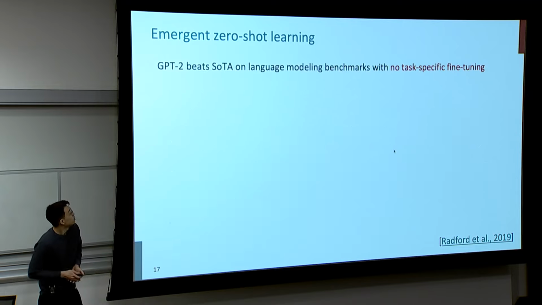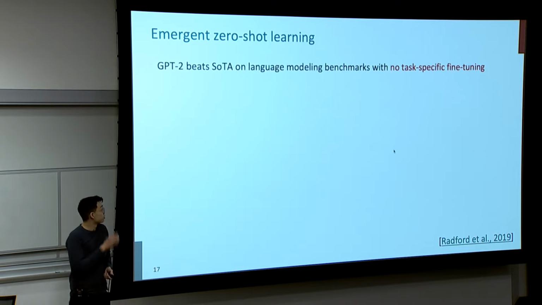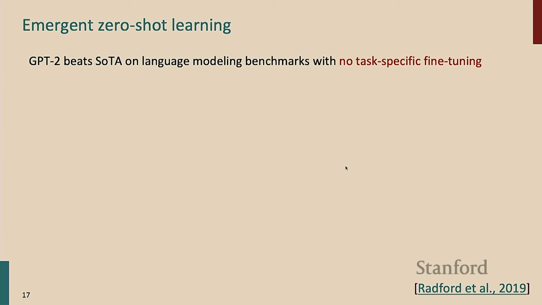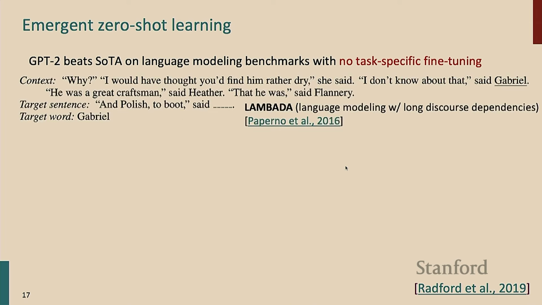OK. So digging a little bit more into the results, GPT-2 at the time beat the state of the art on a bunch of language modeling benchmarks with no task-specific fine-tuning. So no traditional fine-tuning on a training set and then testing on a test set. Here's an example of such a task. This is a language modeling task called LAMBADA, where the goal is to predict a missing word. And the idea is that the word that you need to predict depends on some discourse earlier in the sentence or a few sentences ago.